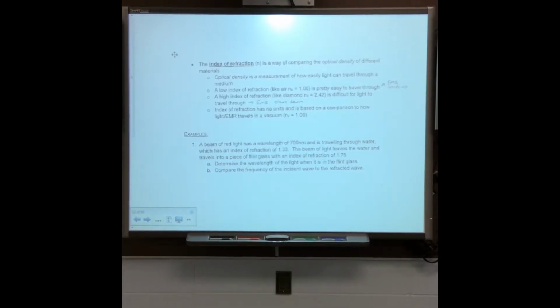Okay, so index of refraction is optical density. And when you're going in through something like air, where the index of refraction is 1, it's very easy for the electromagnetic radiation to travel through, so we find that it will speed up. Whereas something like a diamond, which has a high index of refraction being 2.42, it's difficult for light to travel through, and we see that the EMR slows down. Index of refraction has no unit, so that's something to remember.